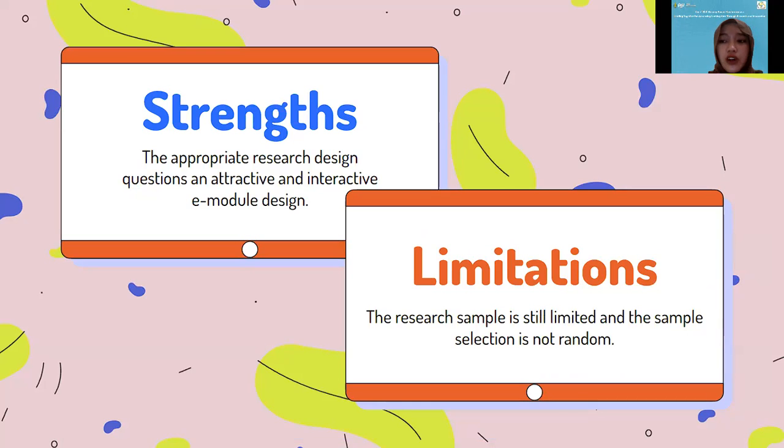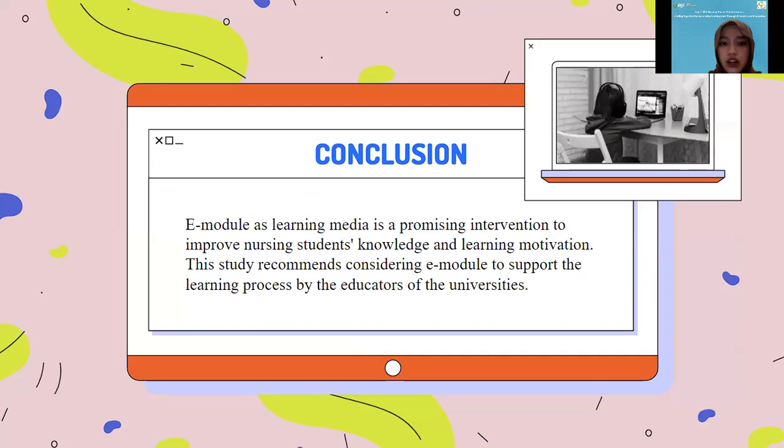Strength and limitation of the study. The study has advantages, namely the appropriate research design to focus on measuring the effect of the dependent variable, an attractive and interactive e-module, and advanced e-module design. And the limitation, namely the research sample is still limited and the sample selection is not random.